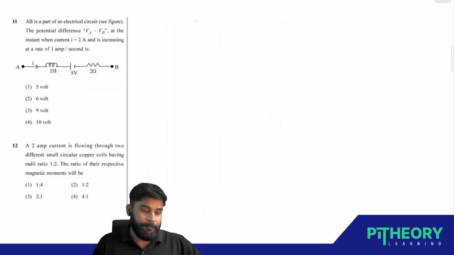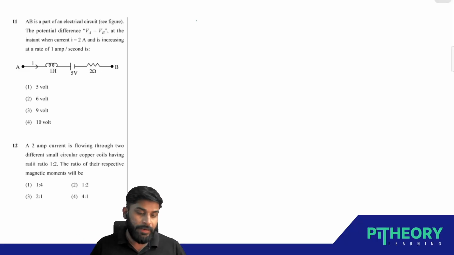Question number 11. We have AB, a part of an electric circuit as shown in the figure. The potential difference VA minus VB at the instant when current I is equal to 2 ampere and is increasing at a rate of 1 ampere per second. How much is it? That is the question.